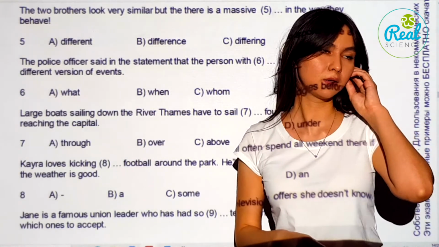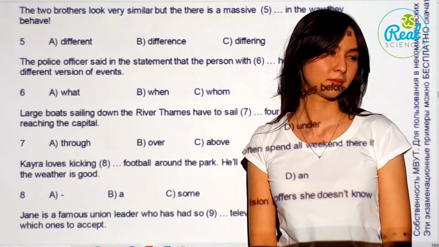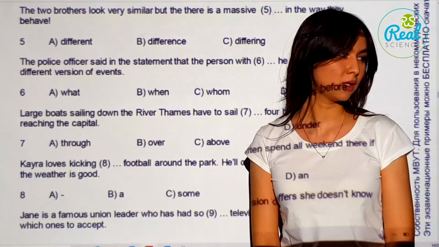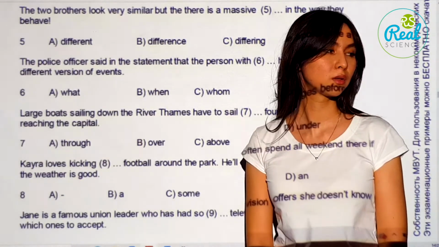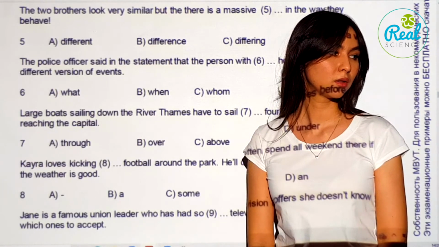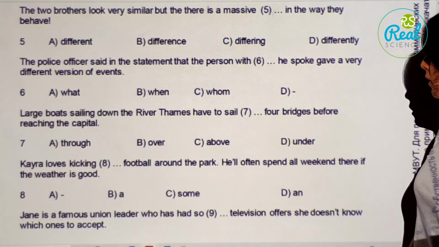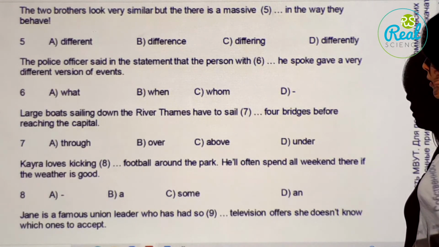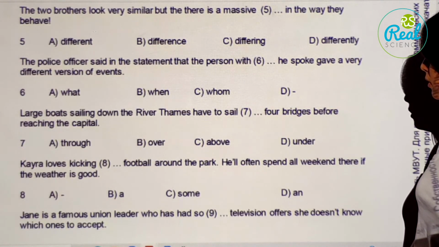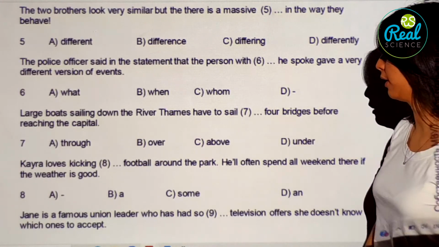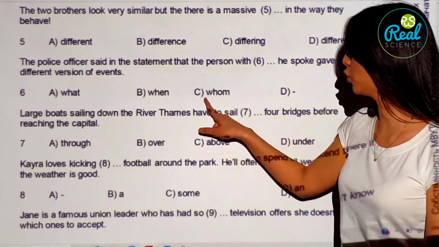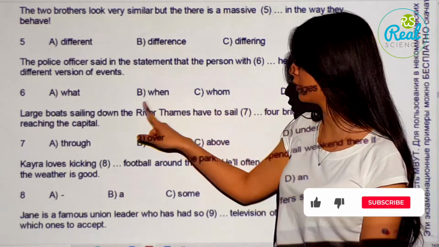So next one. David, are you here? Okay, so David is not here. Shamansur? Can you read? In the statement that the person with whom he spoke gave a very different version of events. Okay. C1. Different version of events. So whom he spoke, yes? Okay, correct answer is C1.